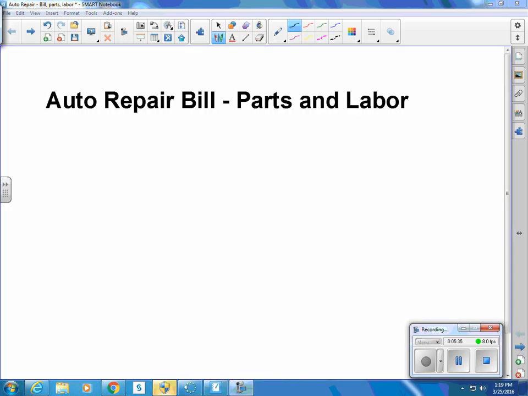So just some linear equations kind of around an auto repair bill and similar problems.